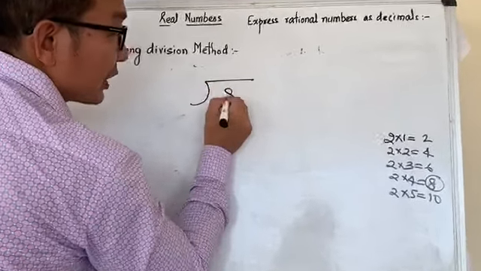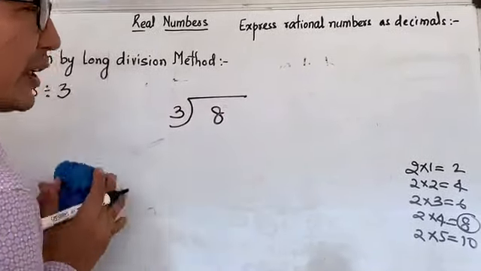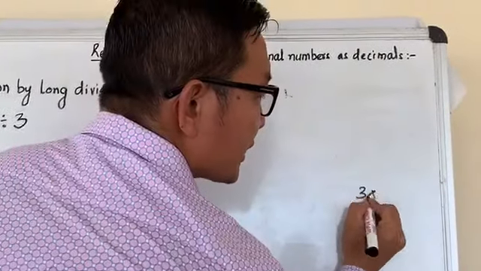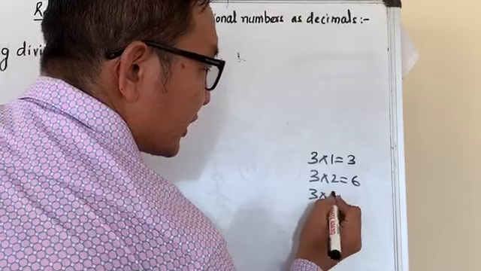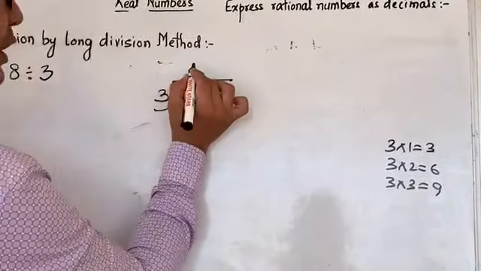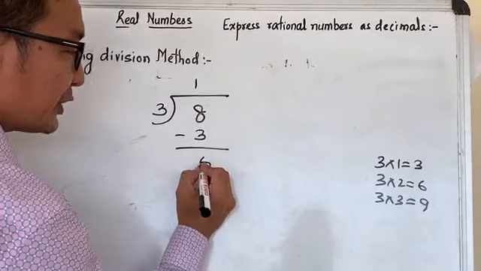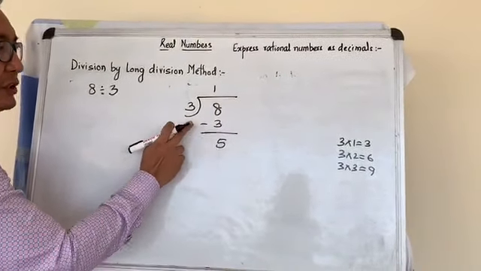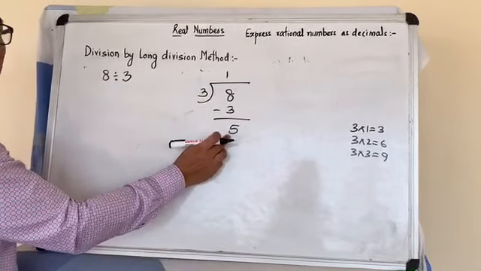Example: the multiplication table of 3. 3 ones are 3, 3 twos are 6, 3 threes are 9. Then 3 ones, such and such, so 3 and the remainder is 5. The remainder is 5.